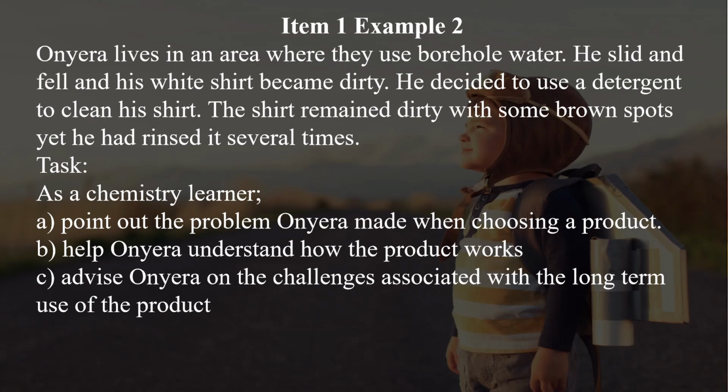First of all, if I'm asked what product Onyera chose, he chose a detergent to wash the shirt with. So here you're going to point out the product problem. As you point out the problem, you'll find yourself already categorizing detergents. Then help Onyera understand how the product works: you're going to explain how detergents work. Then advise Onyera on the challenges associated with the long-term usage of the product.